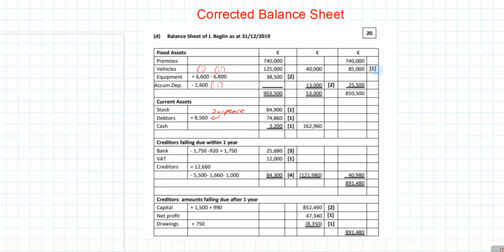So vehicles, you got 1 mark. Stock, you got 1 mark. Cash, you got 1 mark. VAT, you got 1 mark. Net profit does change, but they give you 1 mark for getting it right anyway. Drawings changes as well. So, debtors change. Bank, so they're all 1,750, 920, and 1,750.